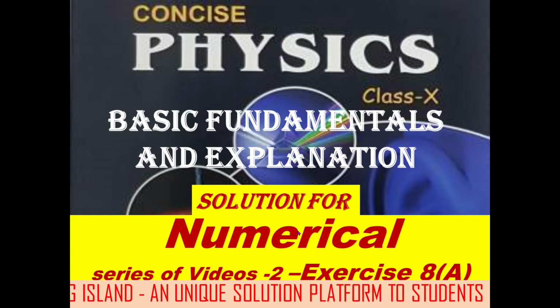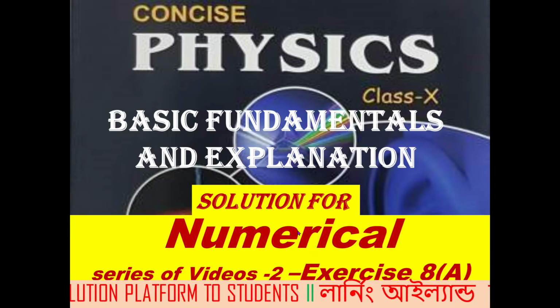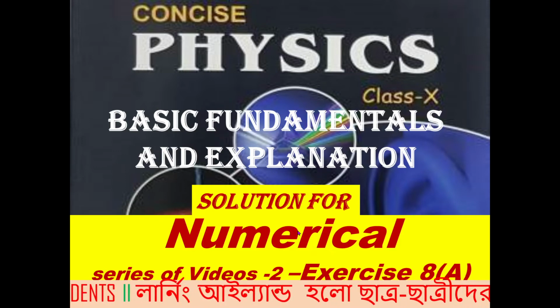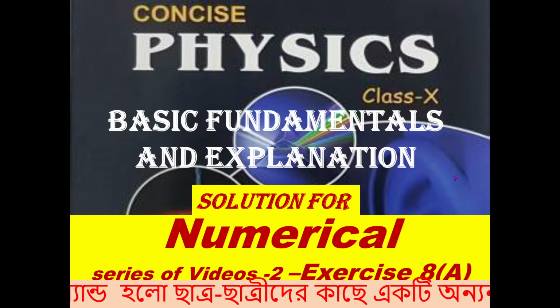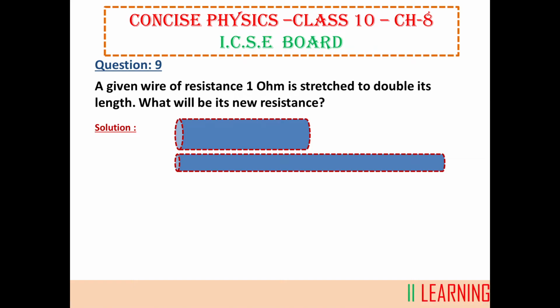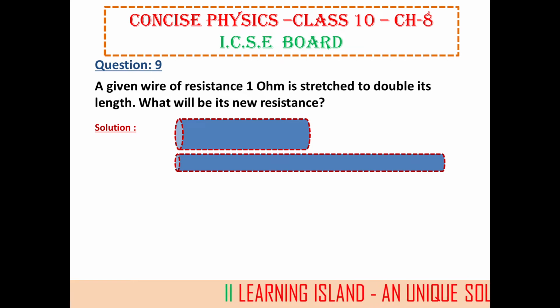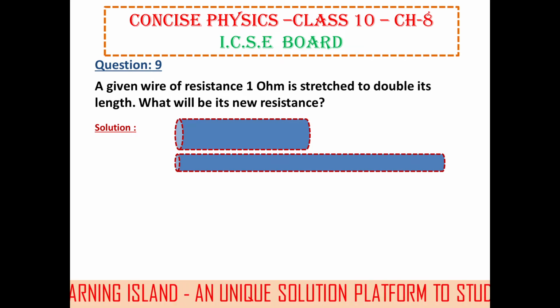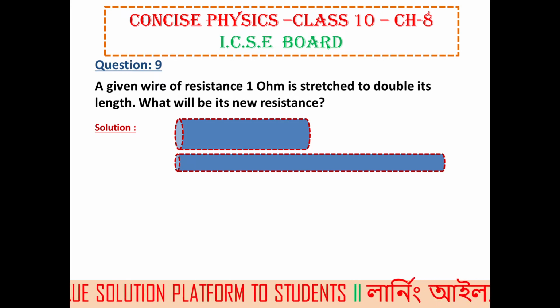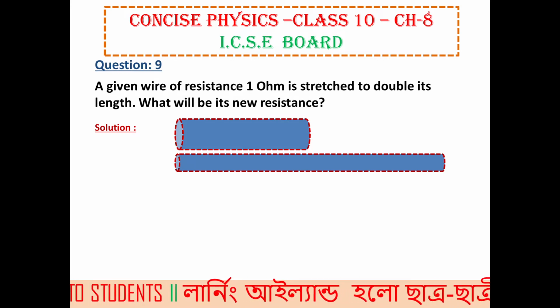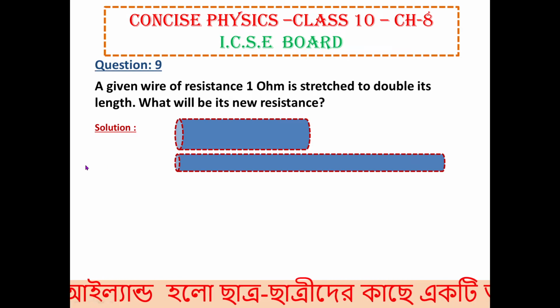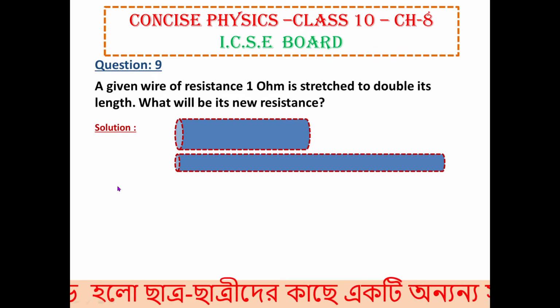The first question here is 9, and here I am solving the questions from 9 to 13. In the previous video, video number 1, you will get the solutions for the numericals from 1 to 8. So here you see, in this question it has been given that a given wire of resistance 1 ohm is stretched to double its length. What will be its new resistance?